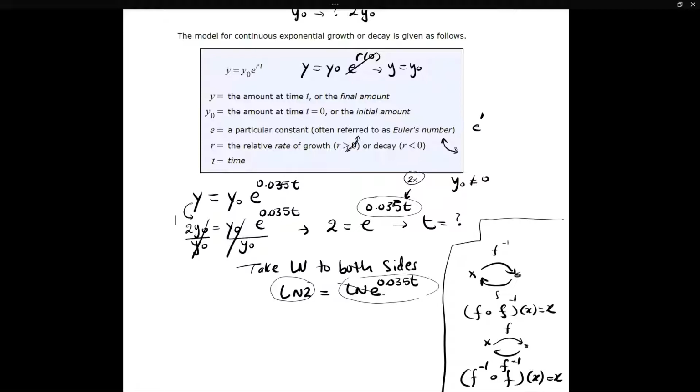But we need to keep the idea why we take the natural log of both sides in the first place, because we want to cancel this thing, right? If we want to use the power rule, then we have some other options. But this thing is 1, so we get 0.035t ln 2, or natural log of 2.